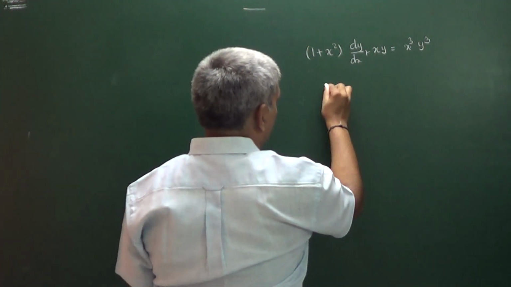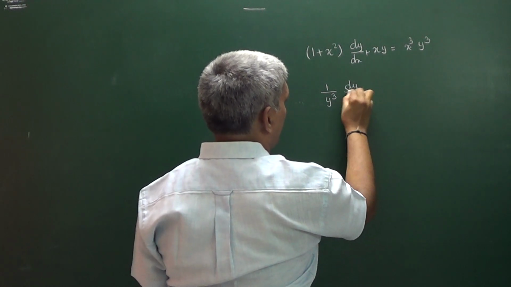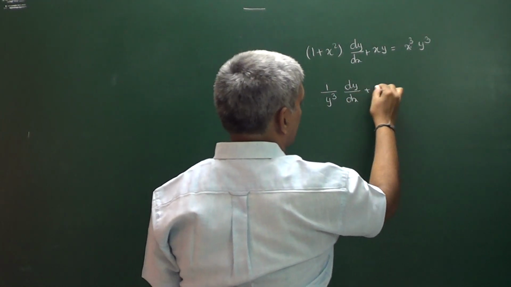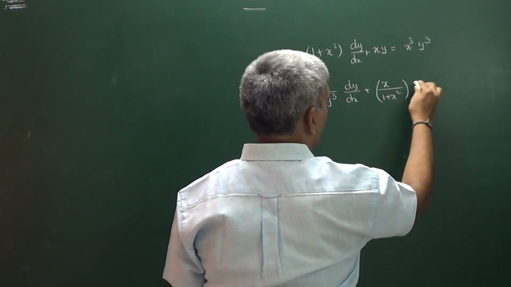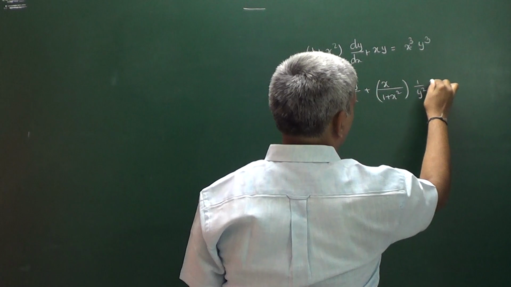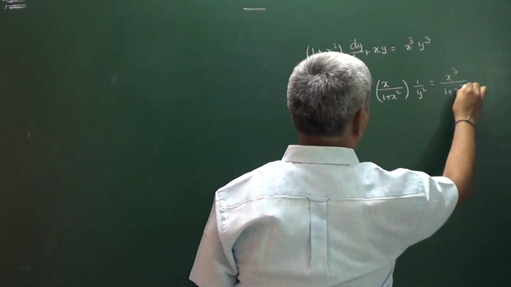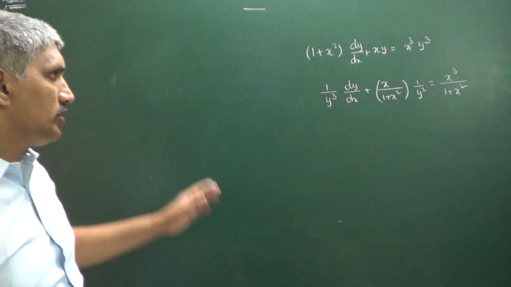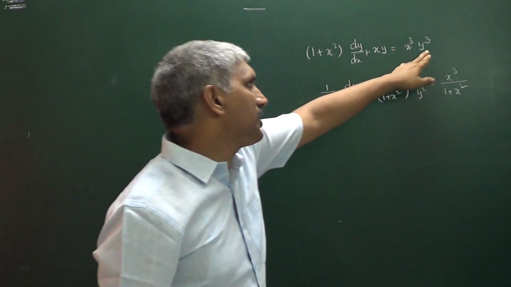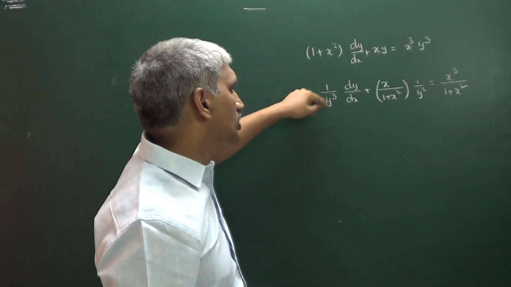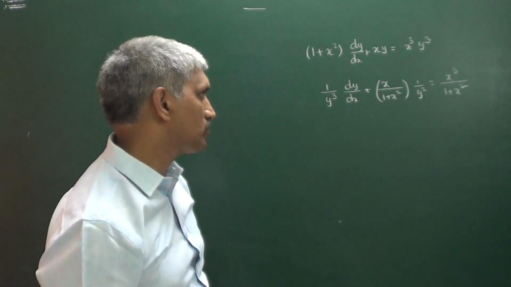Then what happened? This one: 1 by y cube into dy by dx plus x divided by (1 plus x square) into 1 by y square is equals to x cube divided by (1 plus x square). I hope everyone followed. The entire equation first of all divided with (1 plus x square), next divided with y cube. 1 by y cube into dy by dx. Here y divided with y cube, that's why 1 by y square.